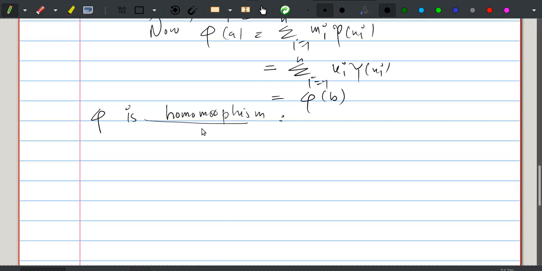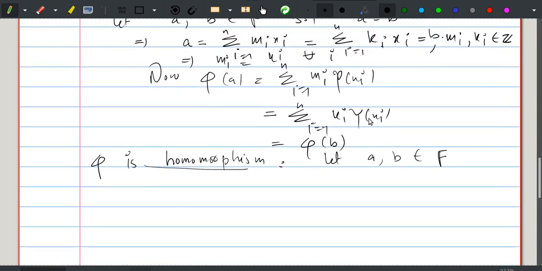So now to prove phi is a homomorphism, we need to prove that, let a and b belong to F. So a and b can be expressed like these two expressions over here. So now phi of a plus b, we have to prove this is the same as phi of a plus phi of b.